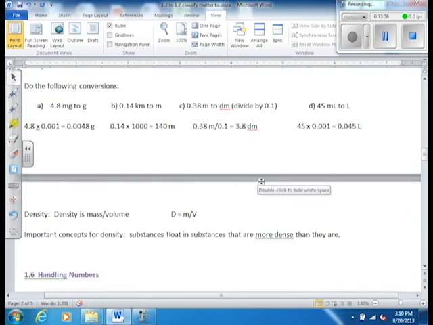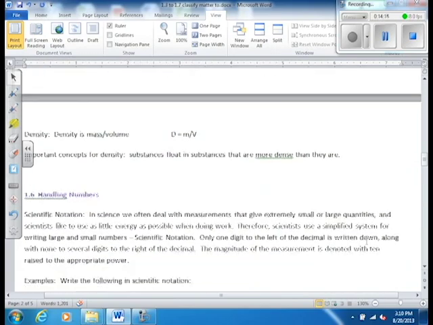Density. Just a real quick discussion on density. Density is mass divided by volume, and you'll be expected to be able to use this equation. If I give you a density and a mass, you should be able to solve for volume. Given a volume and mass, solve for density, et cetera. But some important things about density: if substance A floats in substance B, which is more dense? A floats in B, so B is more dense. If A sinks in B, A is more dense. So substances float in substances that are more dense than they are.